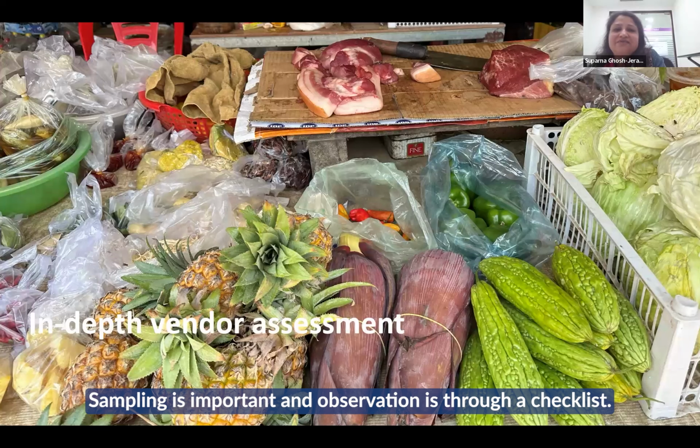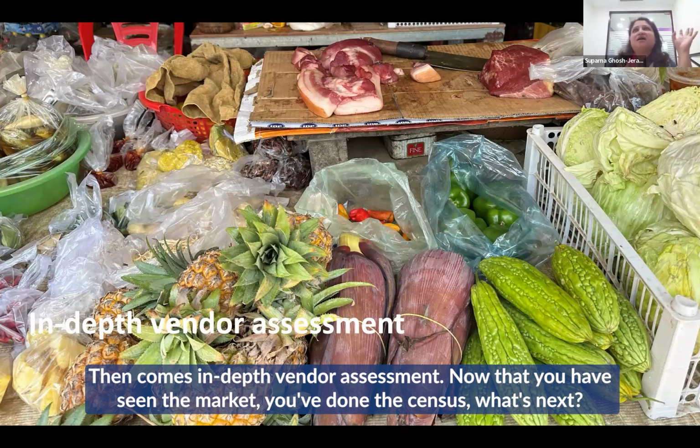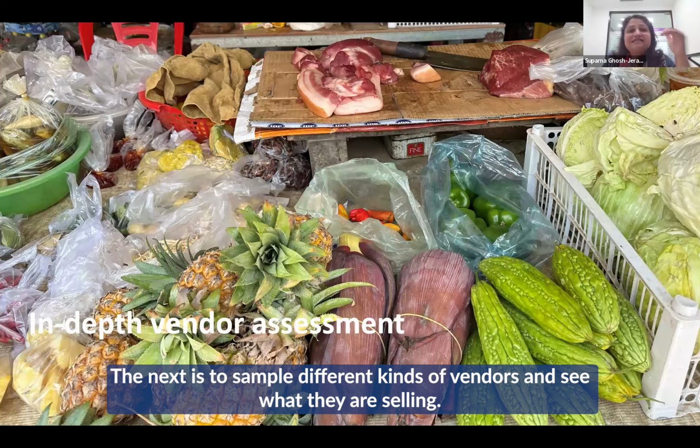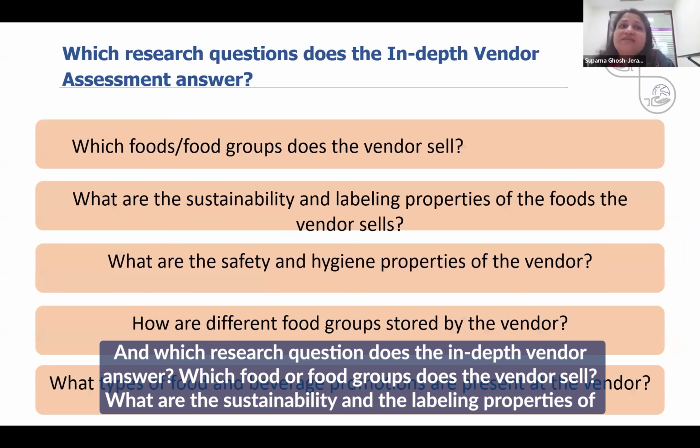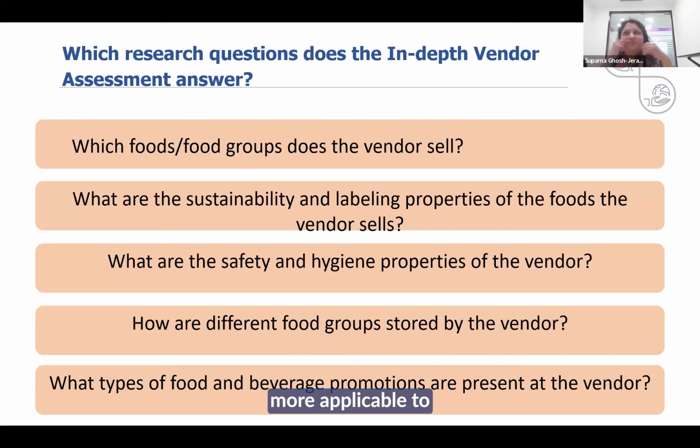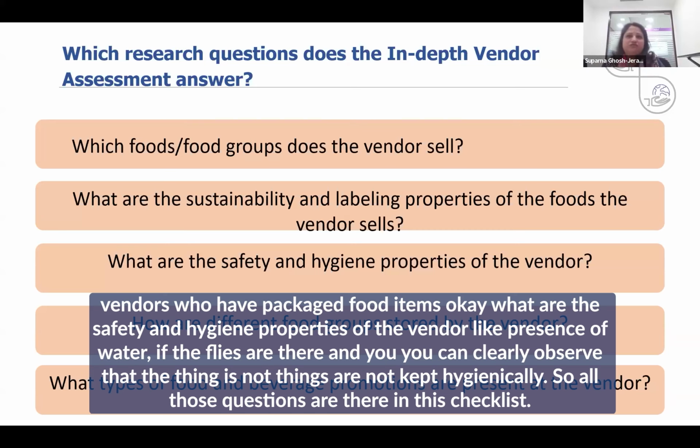Then comes in-depth vendor assessment. Now that you have seen the market, you've done the census, what's next? The next is to sample different kinds of vendors and see what they are selling. Which research question does the in-depth vendor assessment answer? Which food or food groups does the vendor sell? What are the sustainability and the labeling properties of the food? This is more applicable to vendors who have packaged food items.